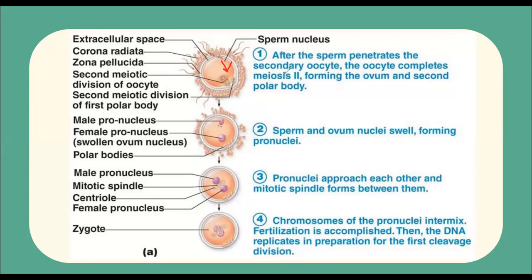So what will happen? Remember when we were doing oogenesis, I told you only when fertilization takes place, the secondary oocyte, which was arrested, which paused its cell division at meiosis 2, will now complete. So completion of the remaining cell division will take place, forming the ovum and the second polar body.